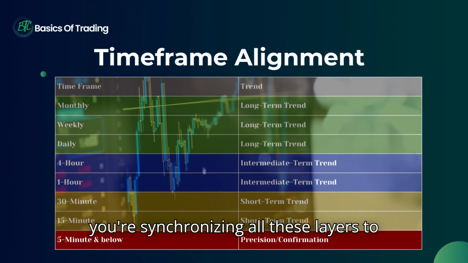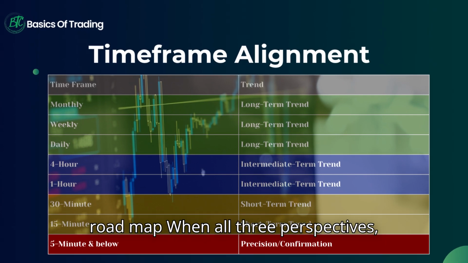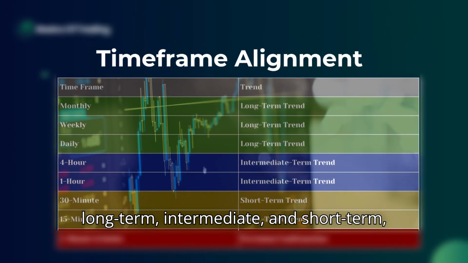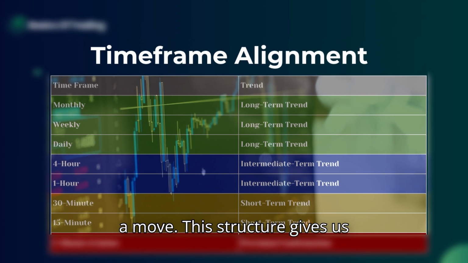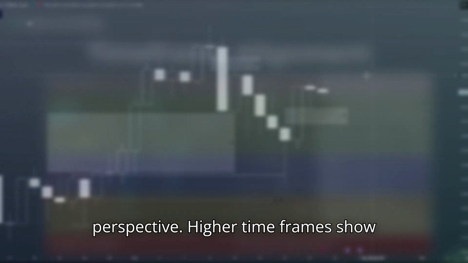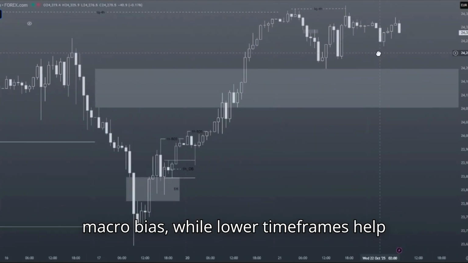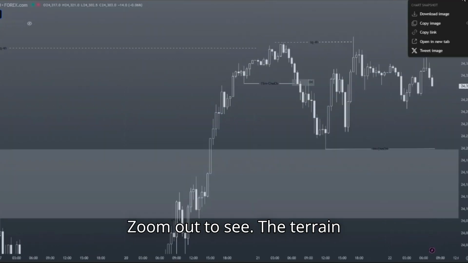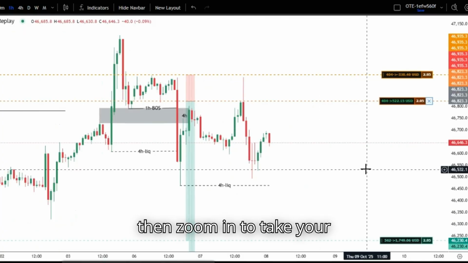Essentially, you're synchronizing all these layers to construct a comprehensive directional roadmap. When all three perspectives, long-term, intermediate, and short-term, align, that's your cue to make a move. This structure gives us perspective. Higher time frames show macro bias, while lower time frames help time entries. It's like using binoculars. Zoom out to see the terrain, then zoom in to take your shot.